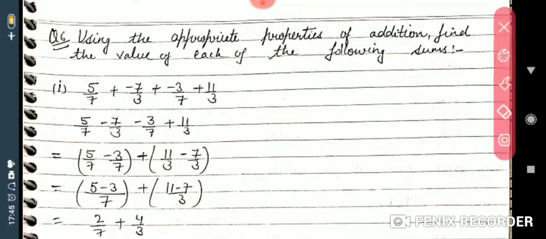For example, just see 5 by 7. This is a positive sign. Minus 7 by 3. Just before the number, which sign is there? Negative sign is there. That's why the negative sign is there. Minus 3 by 7, which sign is there? Negative. That's why the negative sign is there. 11 by 3, which sign is there? Positive. That's why the positive sign is there.